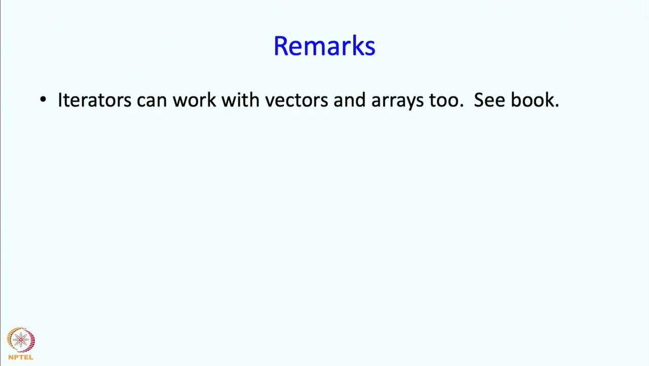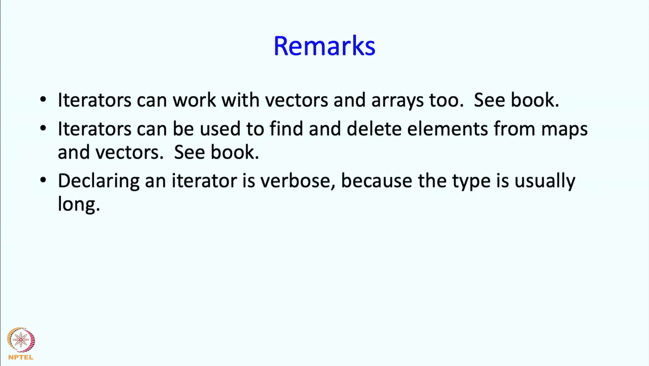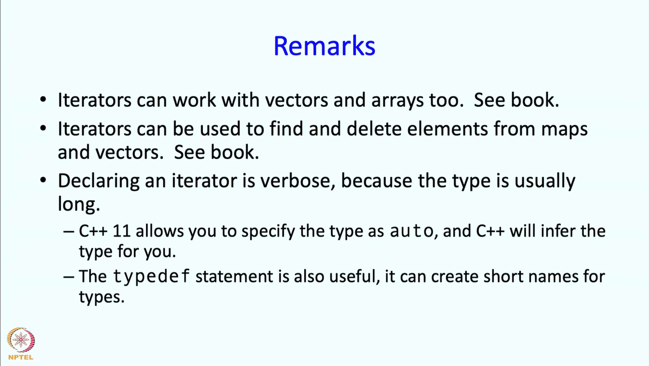Iterators can work with vectors and arrays. For that please see the book. Iterators can be used to find and delete elements from maps and vectors. Declaring an iterator is verbose because the type is usually long. So as we just saw, you can specify the type as auto and C++ will infer the type, and occasionally it might be useful to use a typedef statement. This is also defined in the book. So in fact, instead of writing something like vector of vector of int, I can call it a matrix. Wherever I want to type vector of vector of int, I just need to say matrix. The typedef statement allows me to do just that. Again, for the syntax of it, please look at the book.